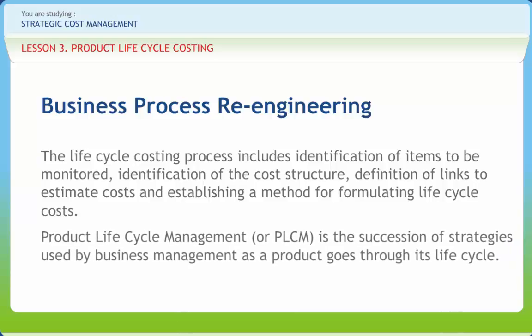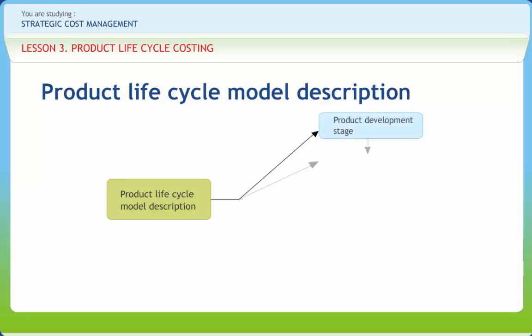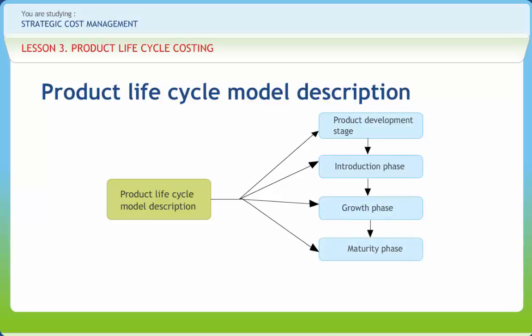Product Life Cycle Management, or PLCM, is the succession of strategies used by business management as a product goes through its life cycle. The condition in which a product is sold, advertised, or saturated changes over time and must be managed as it moves through its succession of stages. The product's life cycle usually consists of 5 major phases: product development, product introduction, product growth, product maturity, and finally the decline stage.